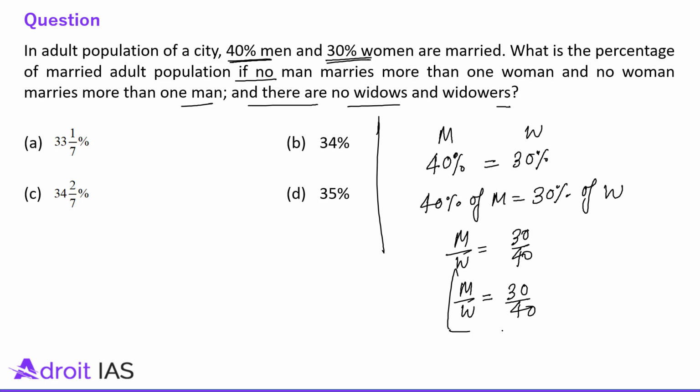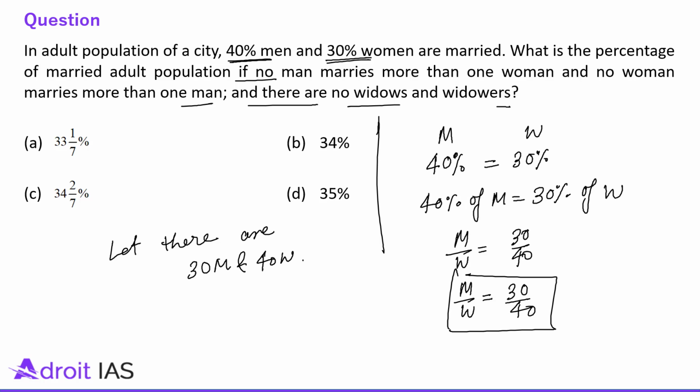So just assume that there are 30 men and 40 women in this society. So 40% of this is equal to 12 and 30% of this is equal to 12 again. So 12 plus 12, total 24. So 24 persons are married.